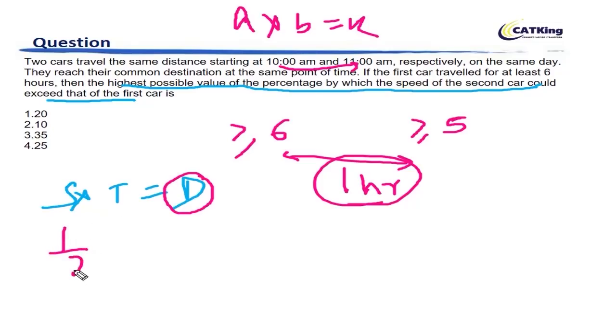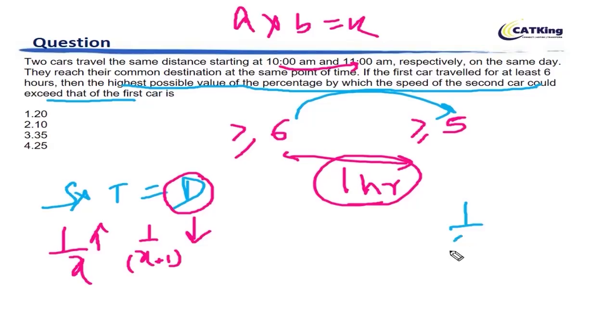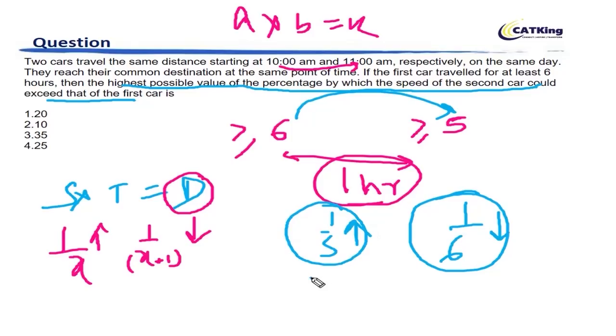if you increase one of the variables by 1 by x, the other will reduce by 1 by x plus 1. Right? Here in this example, the time is reducing by 1/6. Therefore, the speed should be higher by 1/5. Since the time is reducing by 1/6, the speed should be higher by 1/5. What is 1/5? Which is 20%.